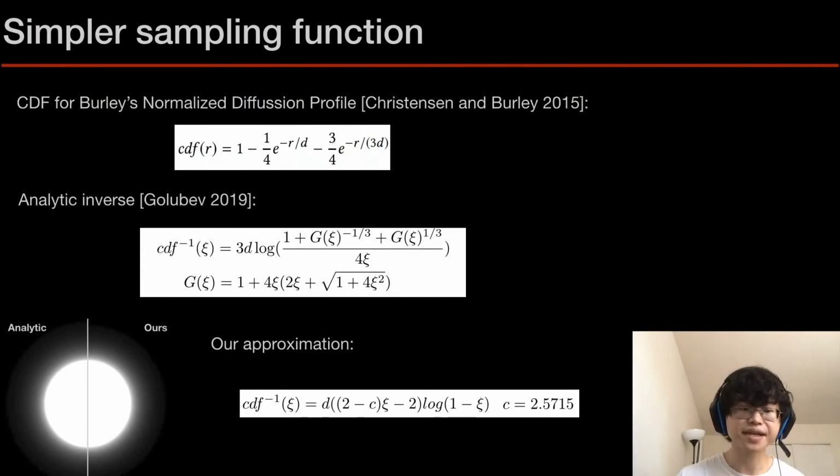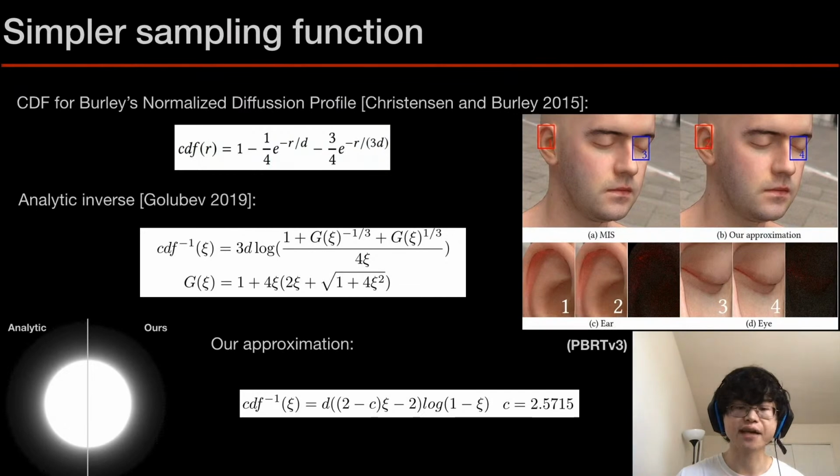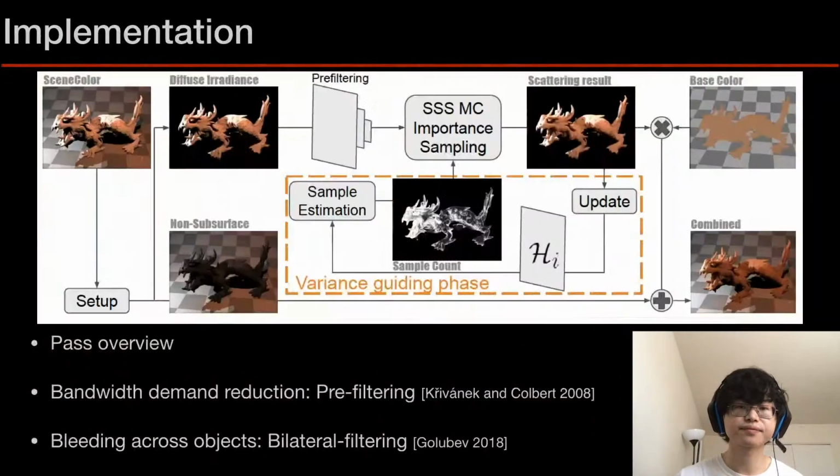We added our sampling function into PBRT and compared it with the default implementation. We could observe a close match for 2 key samples per pixel in the ear and eye region.